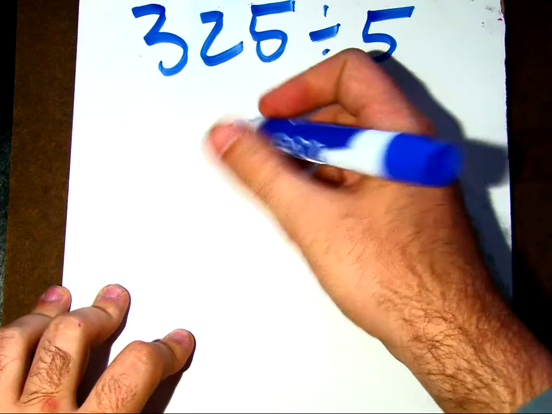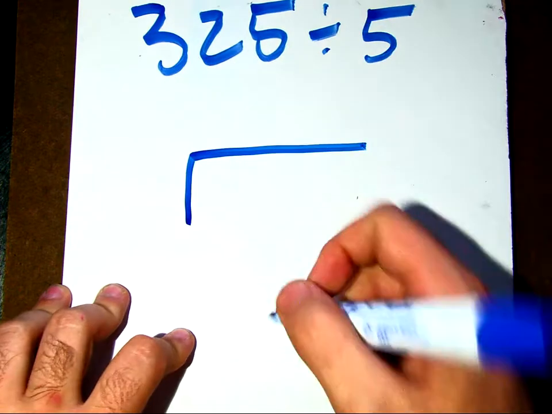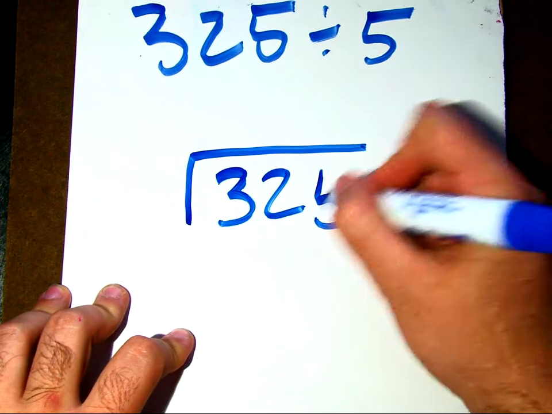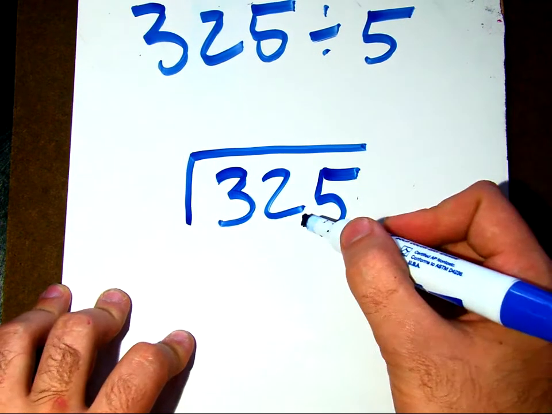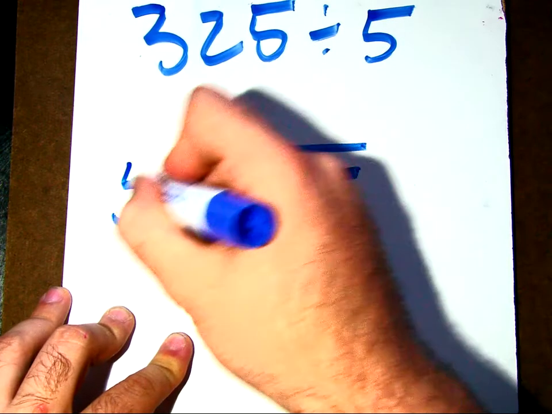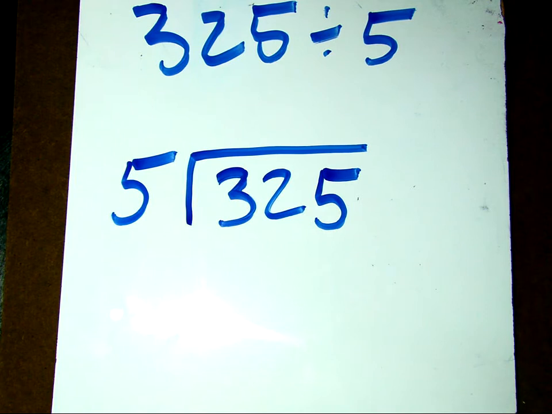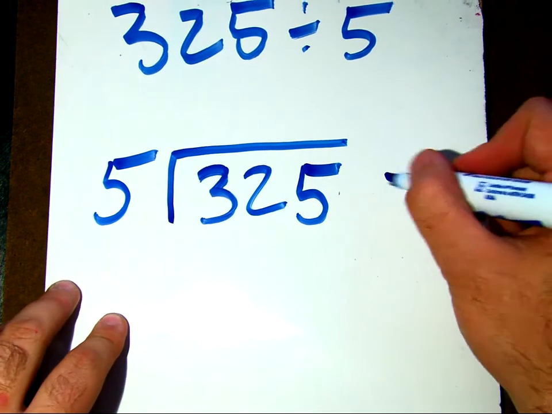So what we do, we set up what people often call a house. 325, which is called the dividend, goes inside. 5, which is called the divisor, that's the thing dividing into, goes on the outside of the house. Now, we have to do a series of steps. In order, those steps are the following.